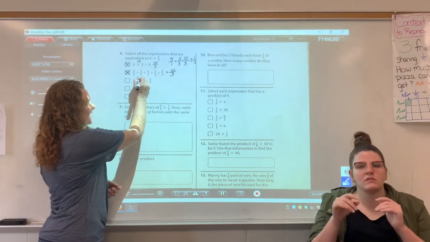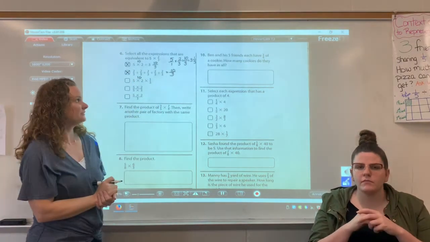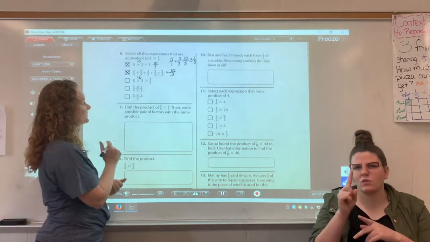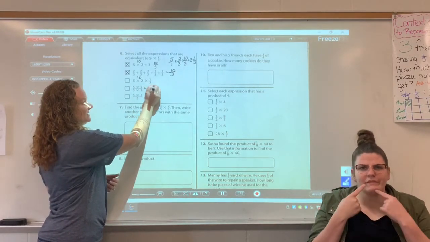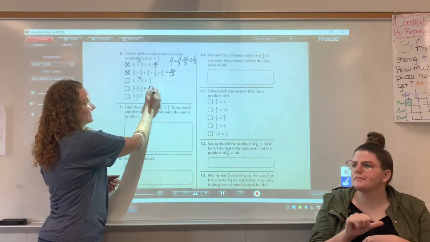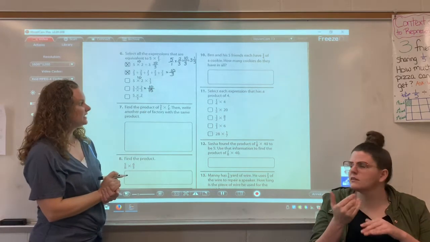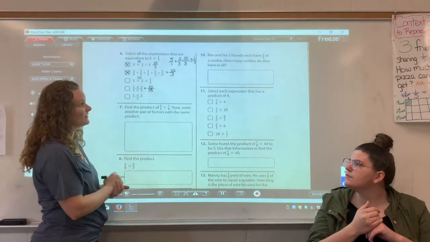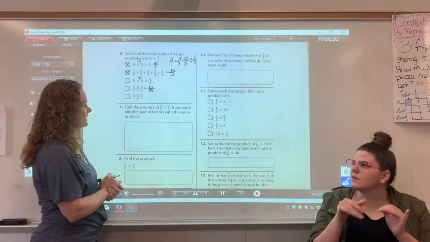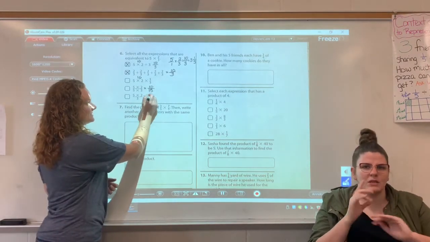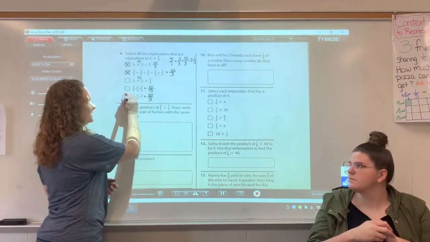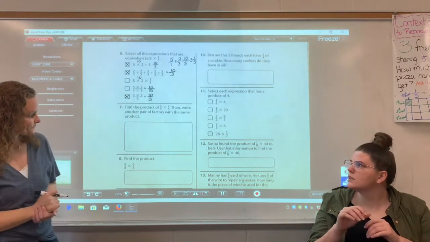This one is saying 10 times 1/3, and that's not going to work. This one says 10 divided by 15. We could simplify that down, but it's not going to become our problem up there. This one says 10 divided by 3, so that's our next one.